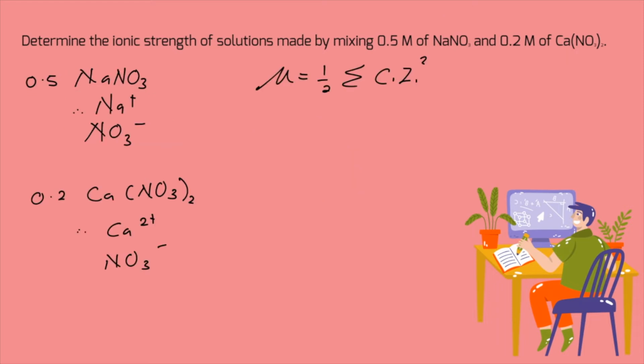Alright, now since we already know all these details, we can just plug into the equation here. So your mu should be equivalent to 1 over 2, the summation of things. I'm going to start with the NaNO3. Your concentration is actually 0.5. We are going to do Na first. For Na, the charge will be positive 1, so positive 1 squared.